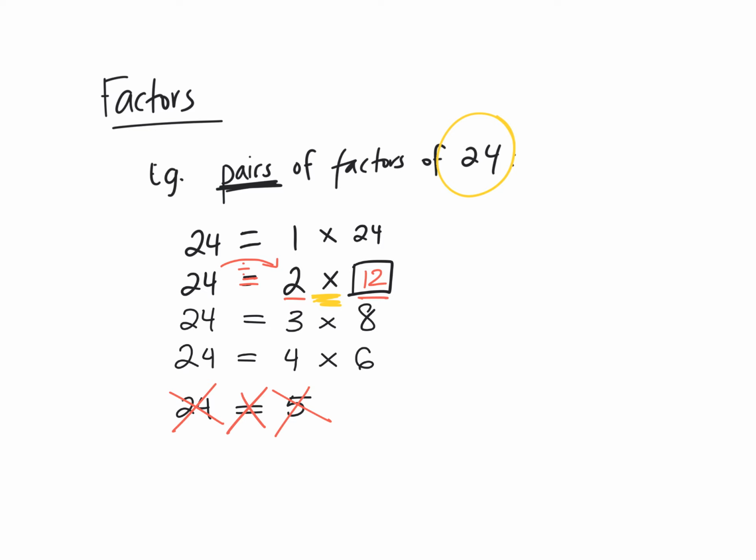You can go in order. We already did 1, 2, 3, 4. We know 5 doesn't work, and we've already done 6. So we're done. Right? 6, 7 doesn't work. 8, we're done. 9, 10, 11 doesn't work because we would have had them already. 12, and we went up to 24. Okay, so 1A. We're looking for factors of 12.